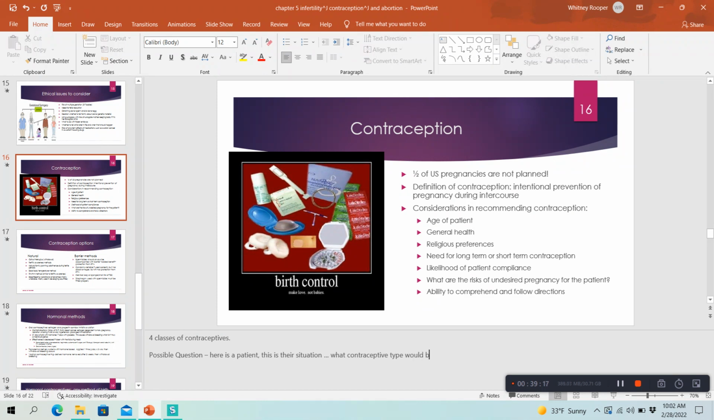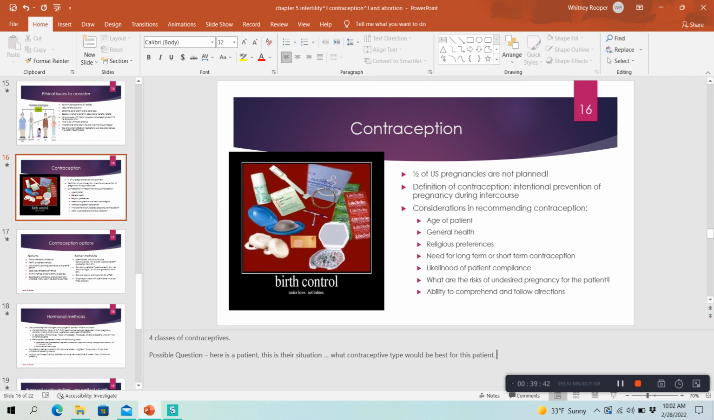So things that we would consider when we recommend contraception: how old is the patient? Their general health level, their religious preferences. Obviously, if someone doesn't believe in using birth control, don't prescribe them oral contraceptives. That's silly, because they're not going to take them. The need for long or short-term contraception. Do you need to not get pregnant in the next 6 months, or do you want to not get pregnant in the next 6 years? That makes a difference in what we're going to give you.